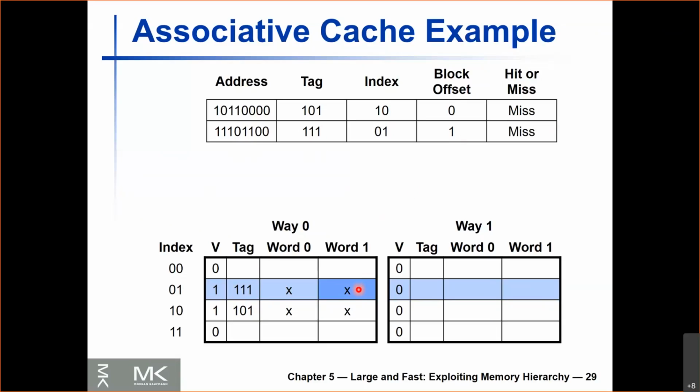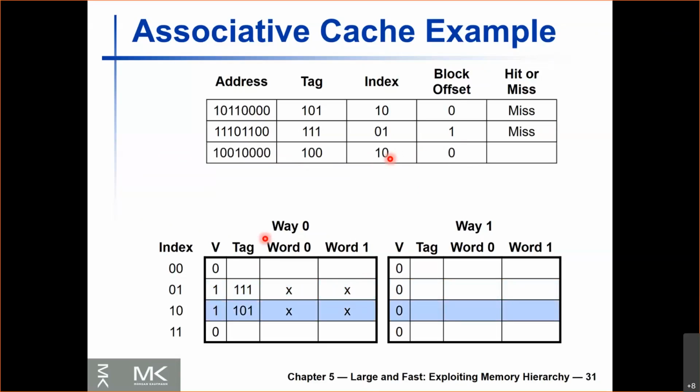Okay, let's do a few more addresses. So the next address is this. Okay, what's my tag? 100. What's my index? 10. What's my block offset? 0. Okay, so what we're going to do is use the index to index the cache. So do I have a hit or a miss now? I have a miss, correct. Why do I have a miss?